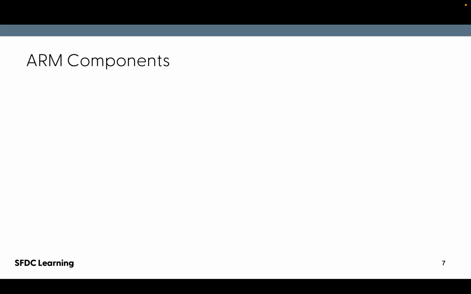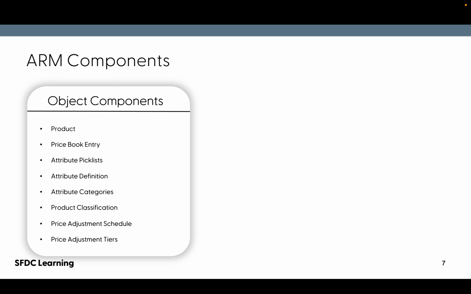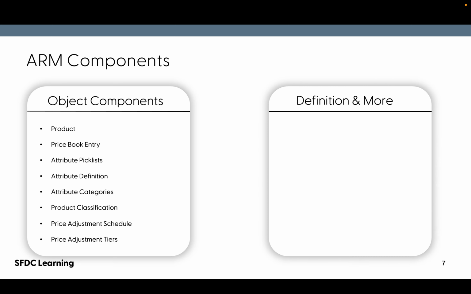Now let's review the ARM component that I have used. So objects, I have used product, price book entry, attribute pick list, attribute definition, attribute categories, product classification, price adjustment schedule, and price adjustment tiers. On the definition side, we have used context definition, we have used pricing procedure, then price setting element, list price element, and attribute based pricing element. These are all the things that I have used and configured attribute based pricing.